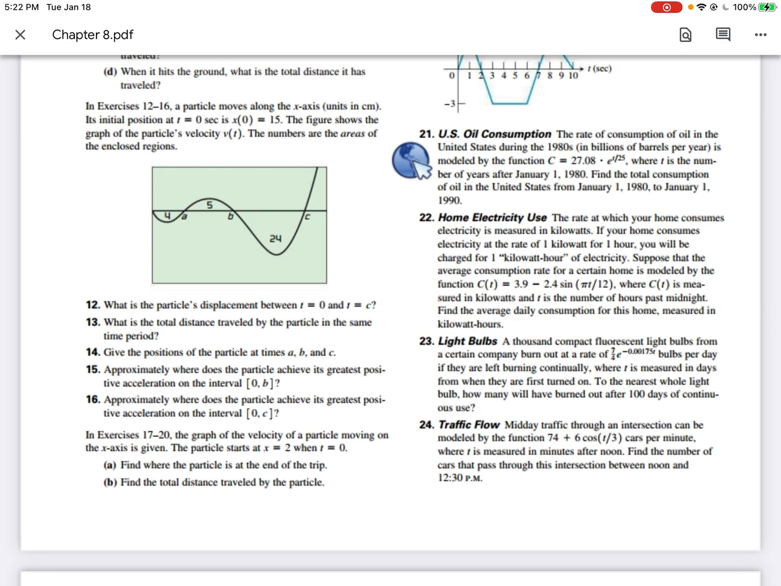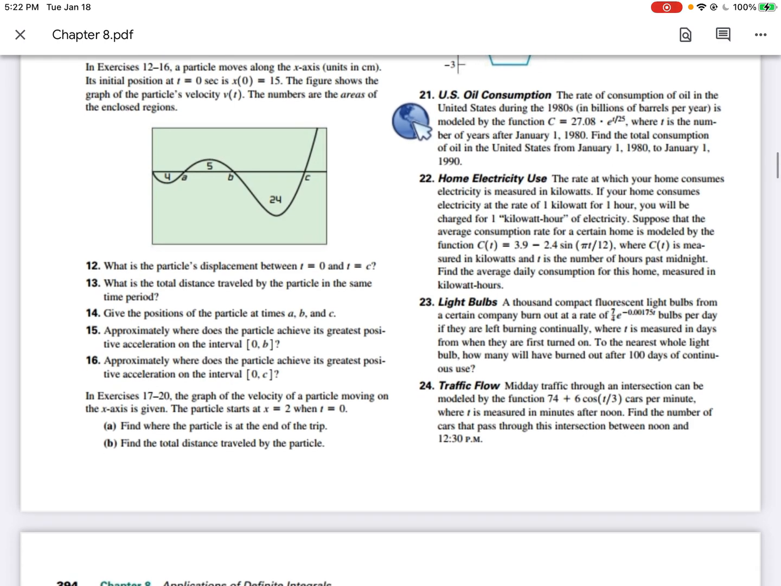So what is the particle's displacement between t equals 0 and t equals c right there? And you can notice that in the problem above, it does give you an initial position right there. So keep that in mind. The area under the curves are given right there, so you should have those, okay. Notice that 15 and 16, they're the same question, but different interval, so keep that in mind.